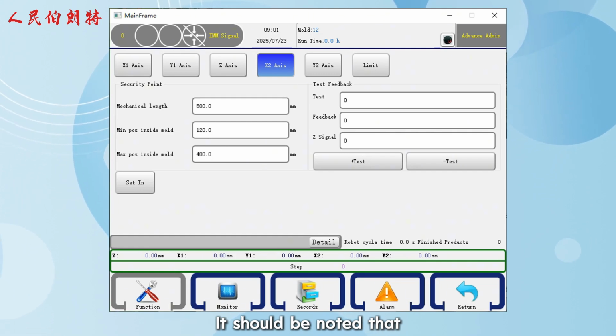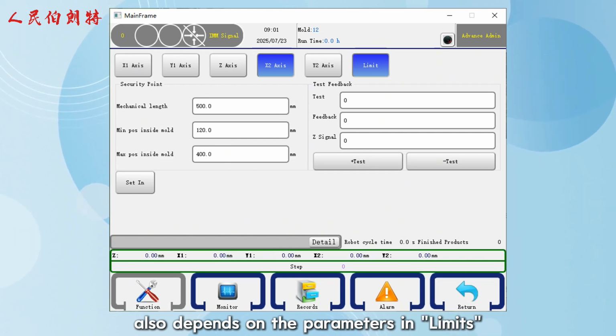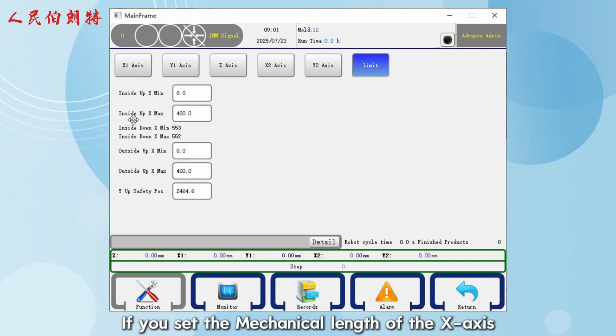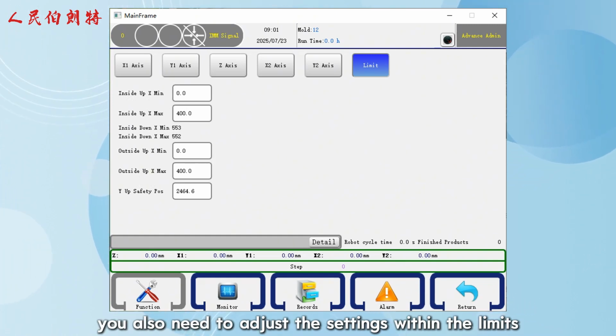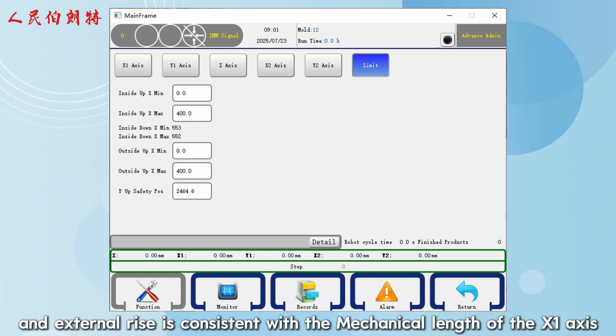It should be noted that the movement position of the X1 axis also depends on the parameters and limits. If you set the mechanical length of the X-axis, you also need to adjust the settings within the limits. Generally, the maximum position of the X1 axis in the mold's internal and external rise is consistent with the mechanical length of the X1 axis.